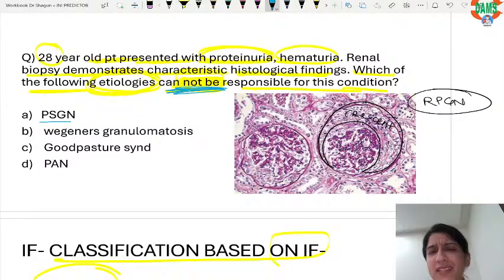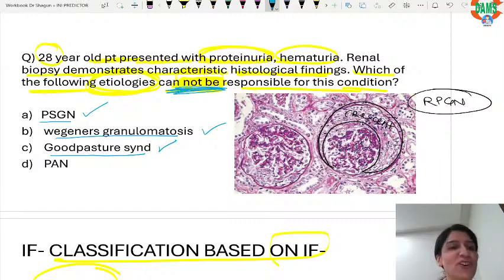PSGN. Did we see this in type 2 RPGN? So it can cause RPGN? Yes. Granulomatosis with polyangiitis. Yes, I saw this in type 3 RPGN. This can also cause RPGN. Goodpasture. Yes, I saw it in type 1 RPGN. So this can also cause.